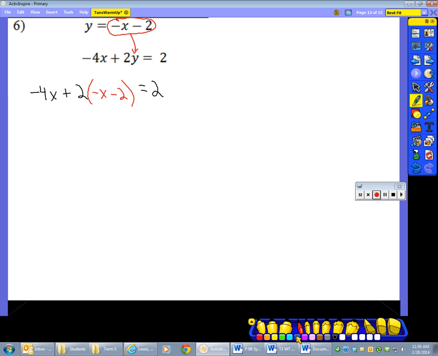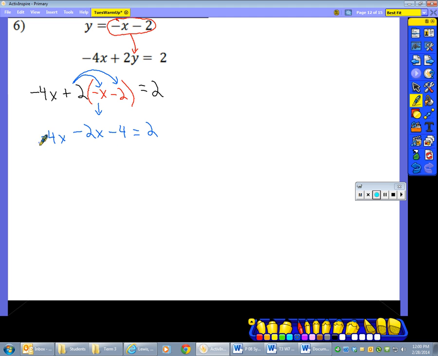So now you've really got to think back to 7th grade, because we have to use the distributive property, and that means that I multiply what's on the outside of the parentheses times everything inside the parentheses. So a positive 2 times a negative x is going to give you a negative 2x, and a positive 2 times a negative 2 is a negative 4. And then don't forget to bring down this negative 4x. We can't leave it off, and we have to bring down the equals 2.